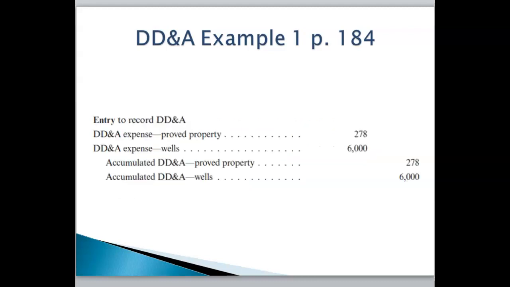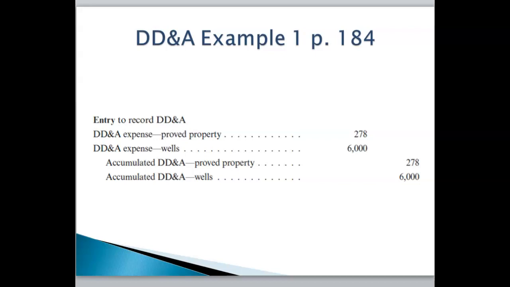Looking at our journal entry, we're going to debit DD&A expense proved property for $278. We're going to debit DD&A expense for wells of $6,000, and we're going to credit our accumulated depreciation. So we have accumulated DD&A for proved property of $278 and accumulated DD&A for wells of $6,000. So this example was using and calculating it based on the first year.